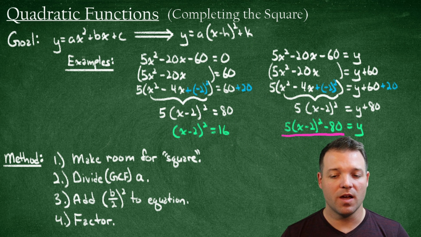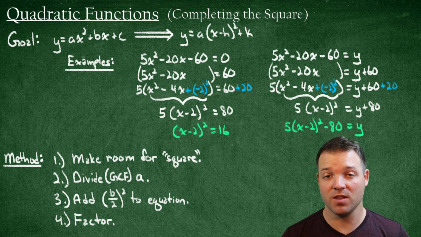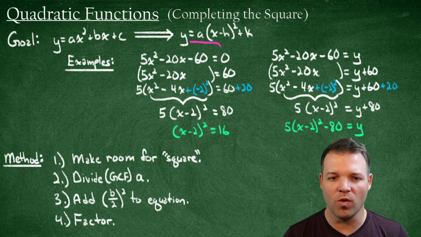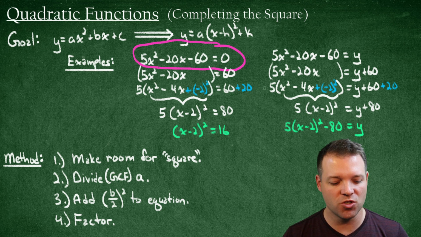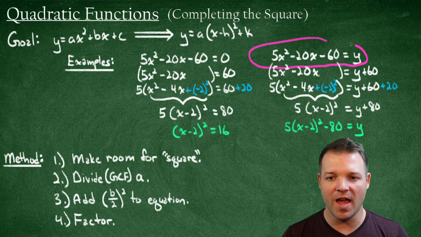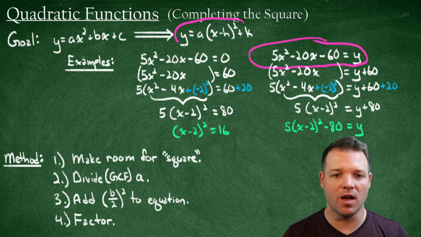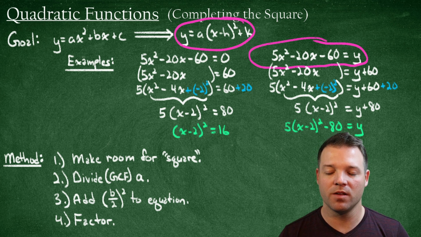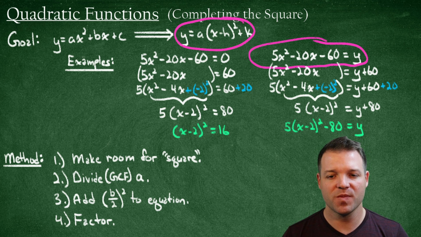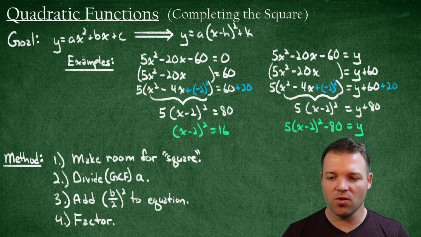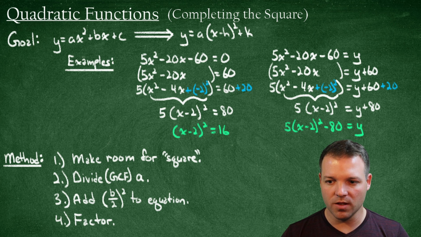I showed you the same method, completing the square, but in 2 very different ways. One of them was a simplified version of just solving for the x-intercepts. The other one was actually coming up with the equation over here in transformation form. Okay? All right. So let's go ahead and recap this really quickly.